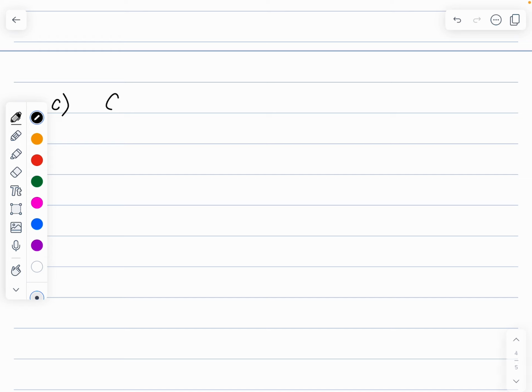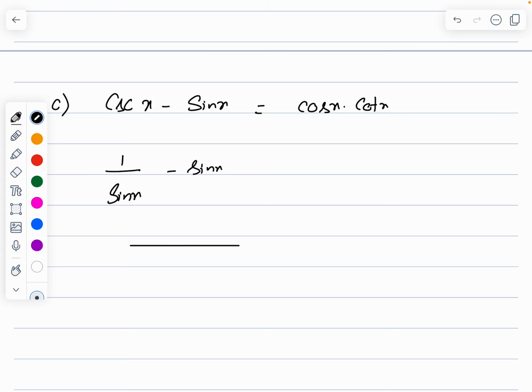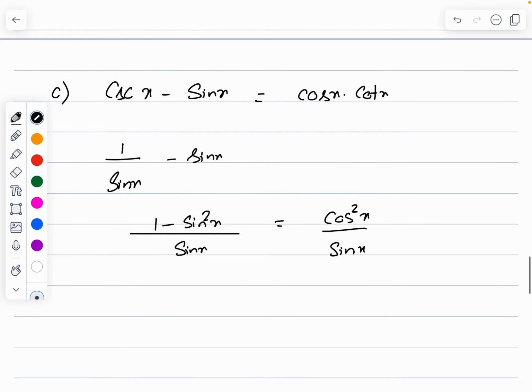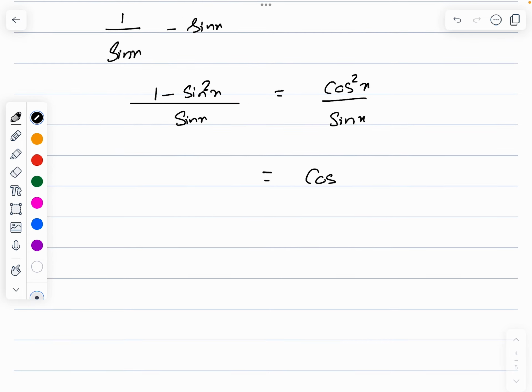Coming to part C, cosecant x minus sin x equals cos x times cotangent x. Cosecant x is 1 upon sin x minus sin x. So the common denominator is sin x. So it becomes 1 minus sin square x. What is 1 minus sin square x? It is cos square x. Now this cos square x can be split as cos x times cos x divided by sin x. Cos upon sin is cotangent x times cos x.